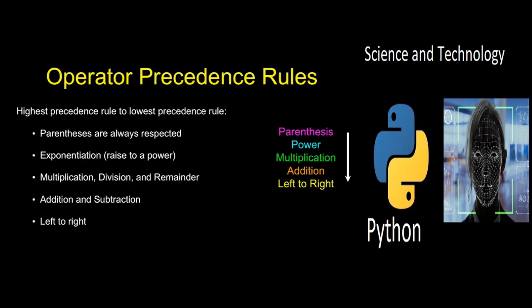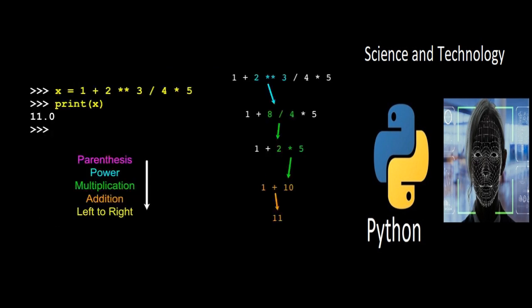So the way things work in terms of operator precedence is parentheses are the most important thing, followed by raising to the power, all else being equal. Multiplication and division are both equal, and then addition, and within it's adding left to right. So let's see an example of how this works. If we take 1 plus 2 raised to the 3 power divided by 4 times 5, and we print out what comes out of this.